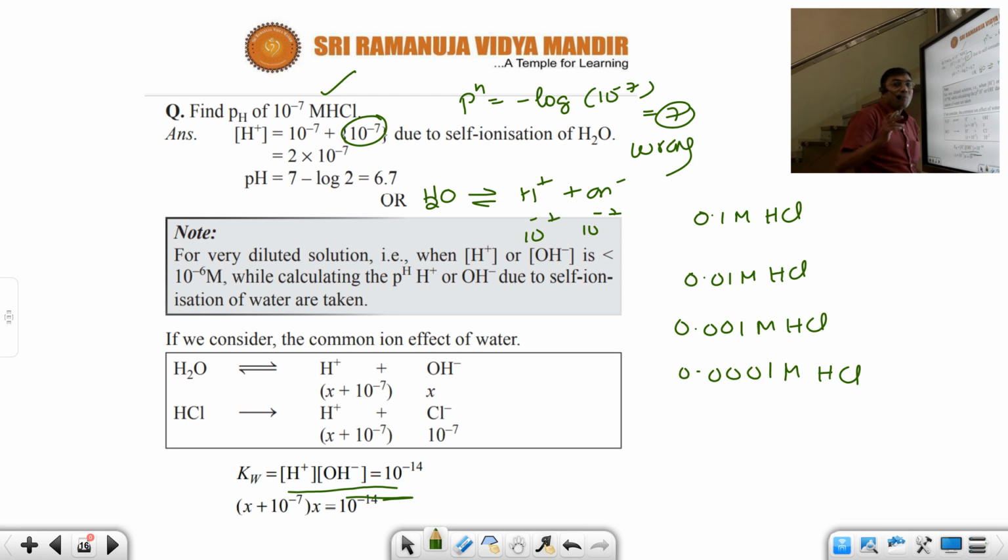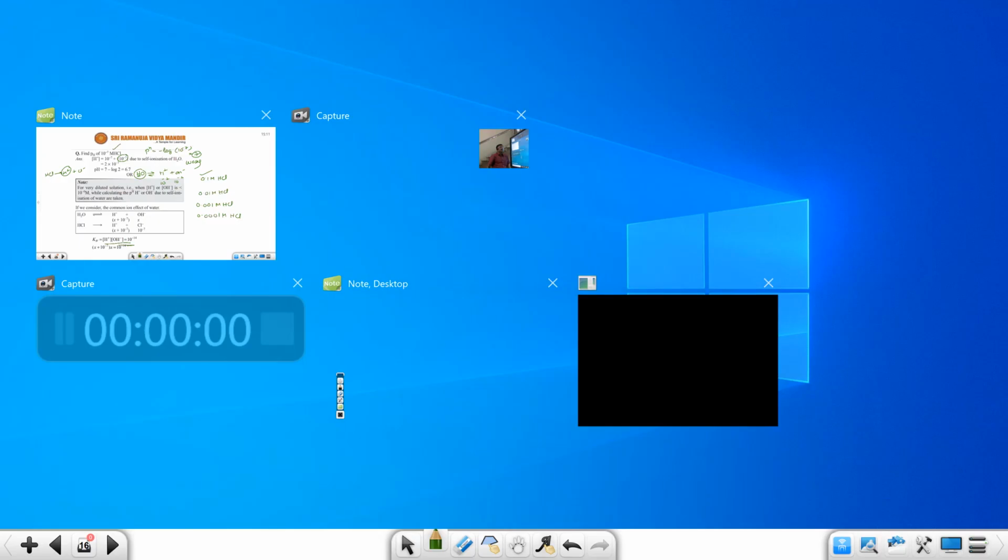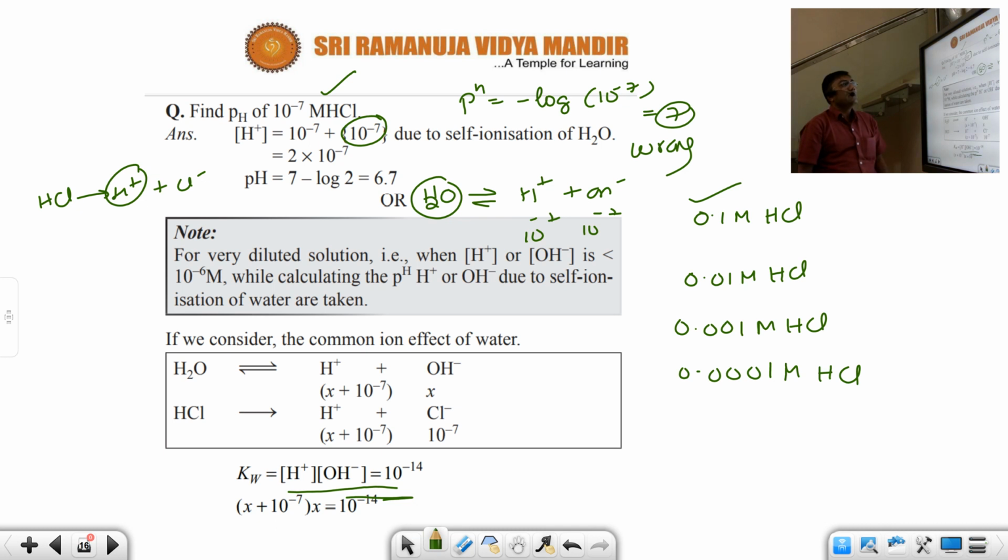You may ask a question. Why is water not considered in this case? Students, try to understand the reason. HCl gives rise to H plus plus Cl minus. There is a common ion. What is the common ion? H plus ion. So because of the common ion, water ionization is neglected. So 10 power minus 7 is not taken into consideration.